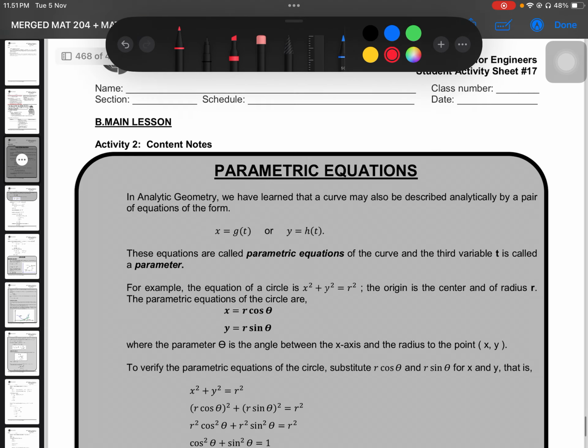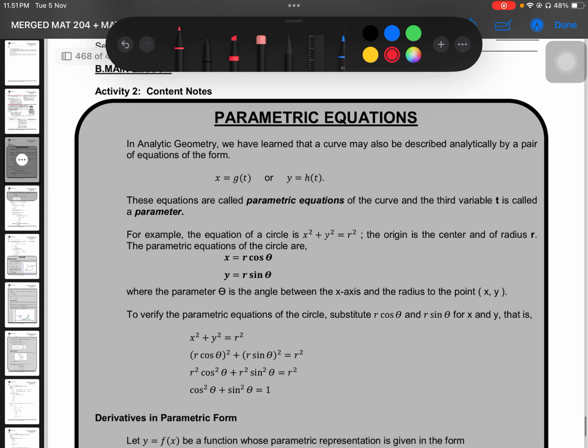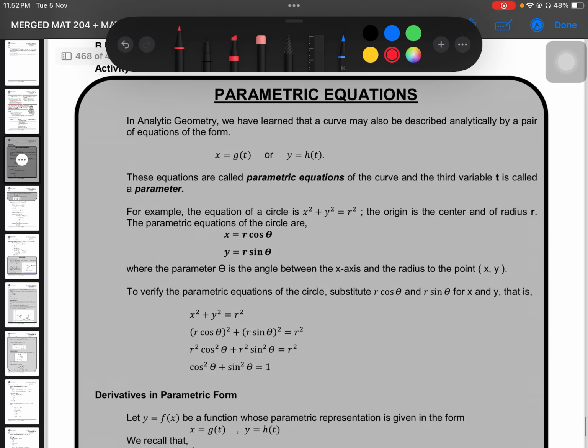Okay, so ano ba muna yung tinatawag natin na parametric equations? So, in analytic geometry, we have learned that the curve may also be described analytically by a pair of equations of the form. So, ibig sabihin, kumbaga parang yung curve natin, meron tayong nagagamit na equations. Like for example, ano ba yung mga may curve? Yung circle, di ba? May sariling equation yung circle na kung saan naka-curve siya. Parabola natin, meron din tayong mga naka-curve. Okay, so yung mga equations na ginamit natin before, ay yun yung mga gagamitin din natin ngayon.